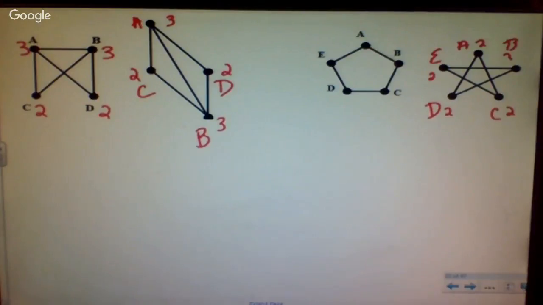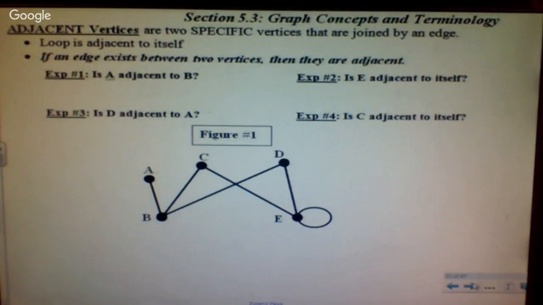Okay, let's finish the rest of our key terms in section 5.3. First thing we need to talk about is being adjacent. What does it mean to be adjacent? Next to. Side by side, next to. Okay, so we have adjacent vertices. These are 2 dots that are connected by a line.